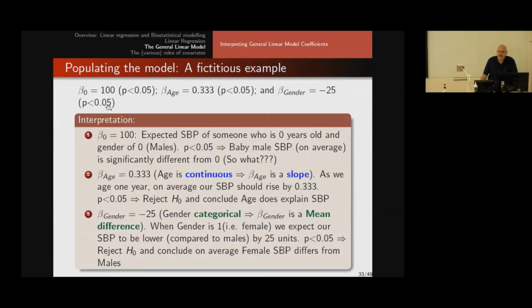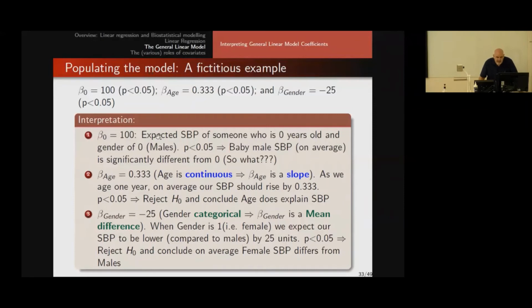And what I want you to particularly focus on is number 2 and number 3 and the difference in how I interpret it. Okay, number 2 is a traditional linear regression interpretation. Number 3 is more like an ANOVA interpretation. And if you understand what I'm doing here, you've really got the general linear model worked out.